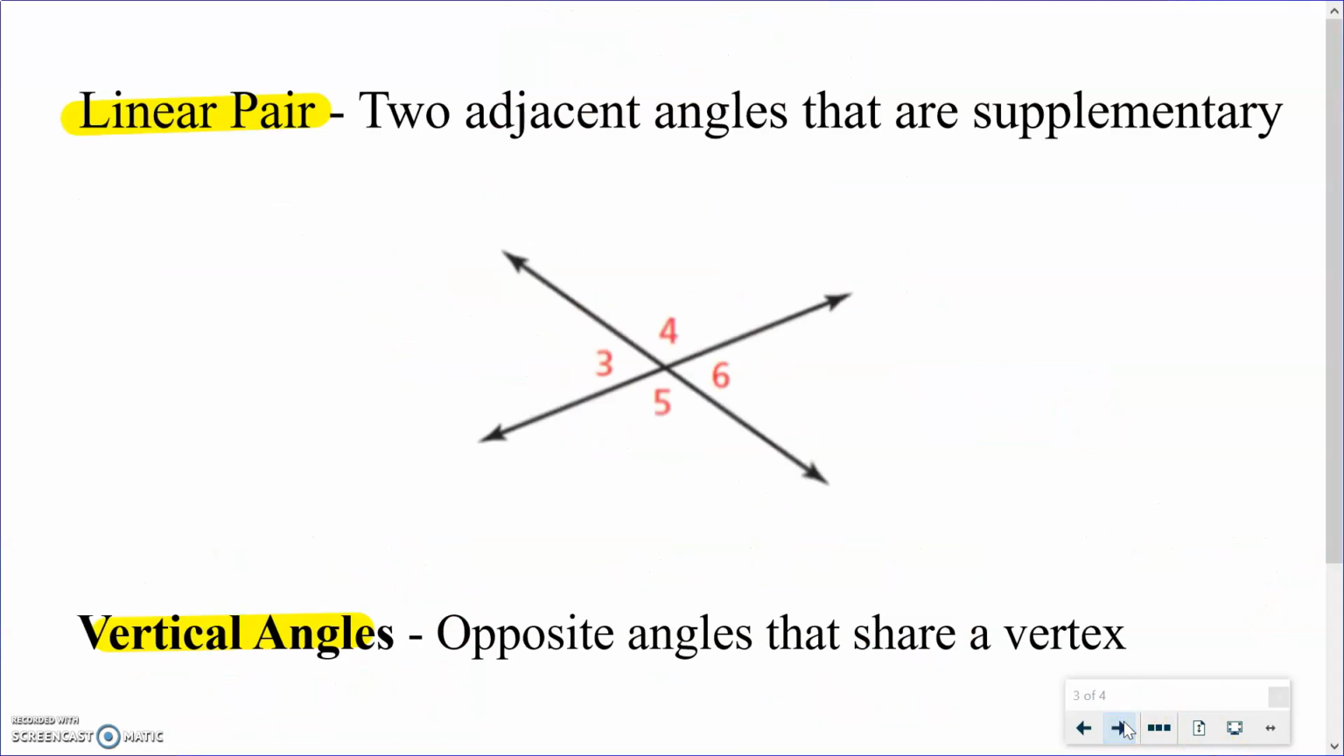Okay, next vocab, a linear pair. So a linear pair is two adjacent angles that are supplementary. So it's two angles that add up to 180 that are sharing a common side.